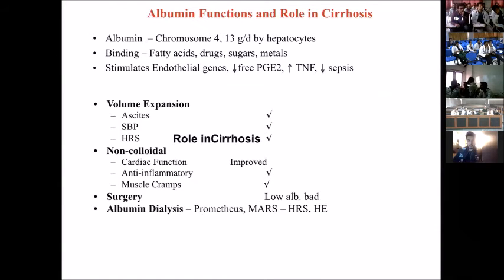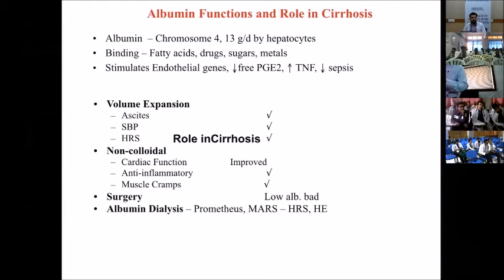The role of albumin is in ascites, spontaneous bacterial peritonitis, hepatorenal syndrome, and its non-colloidal function has shown improvement in the muscle cramps usually associated with cirrhotic patients, and anti-inflammatory effects. Pre-surgically or pre-intervention, such as TACE or any other ablative procedure or hepatic resection for hepatocellular carcinoma, maintaining albumin in the range of 3.2 to 3.5 usually has a good outcome. It can also be used as a source in albumin dialysis, Prometheus, or MARS.